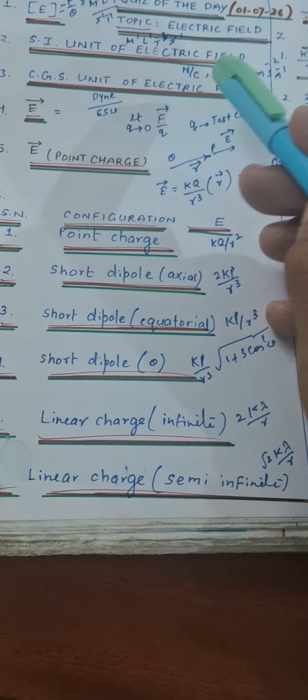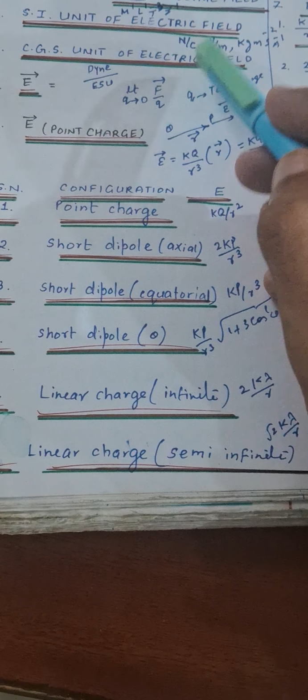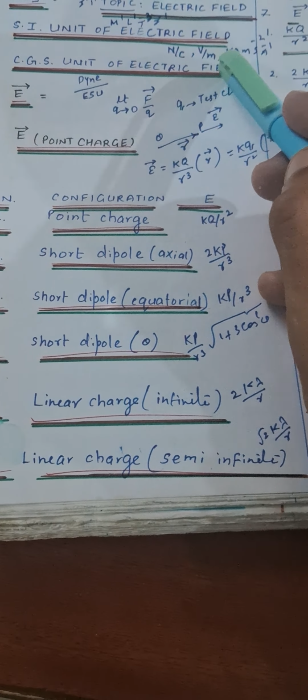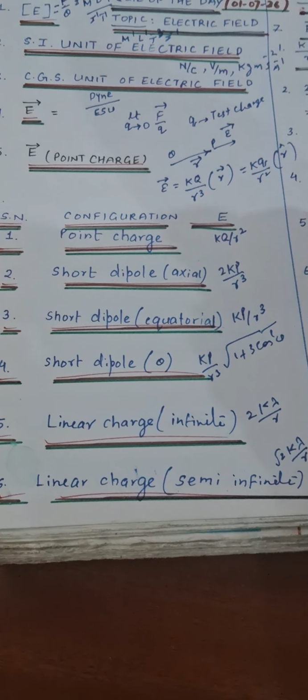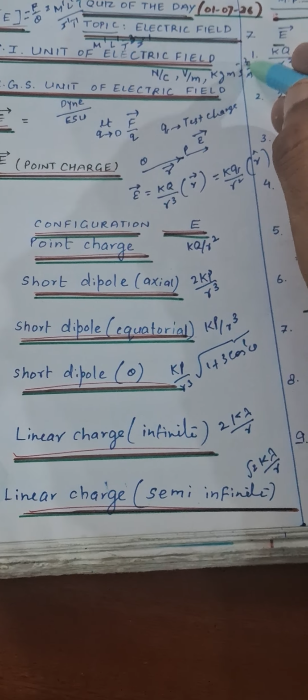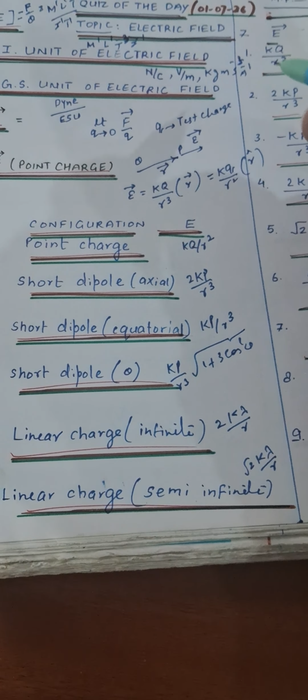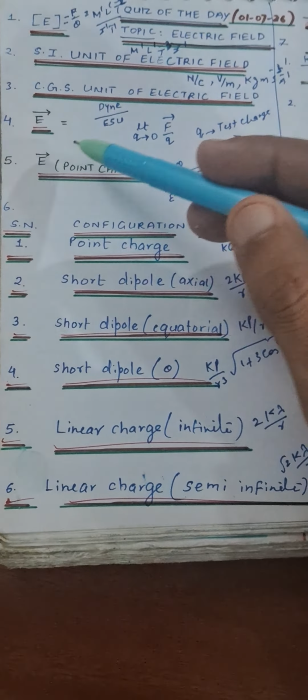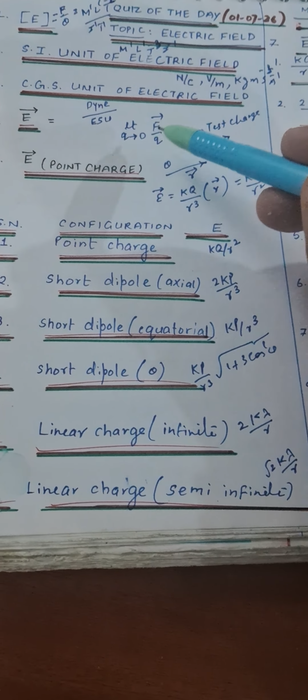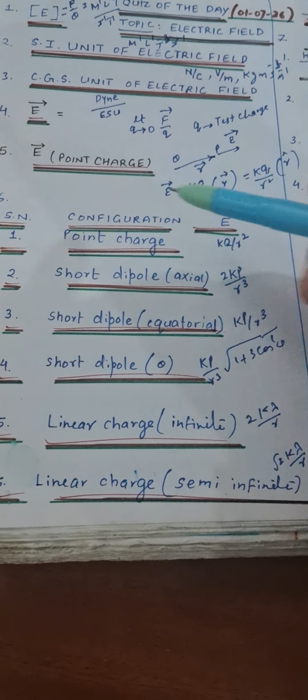Then we have the SI unit of electric field. So it's either Newton per coulomb, volt per meter, or kg meter second minus 3 and ampere minus 1. Then we have the electric field definition, as this is the limit q tends to 0 of F by q. Q is the test charge over here.